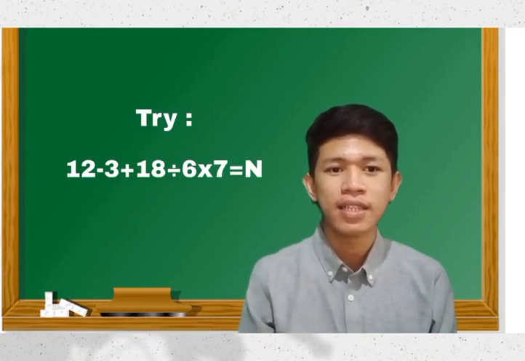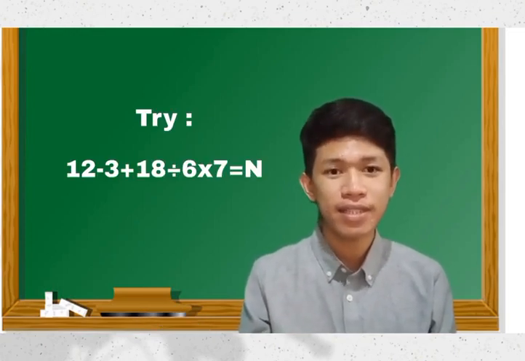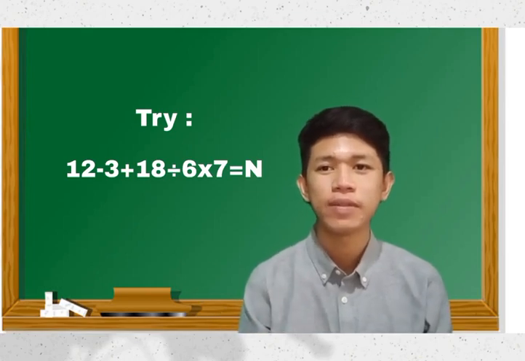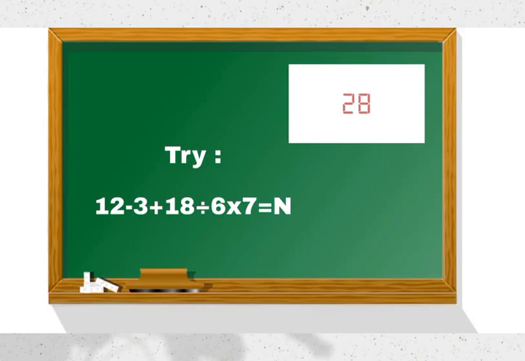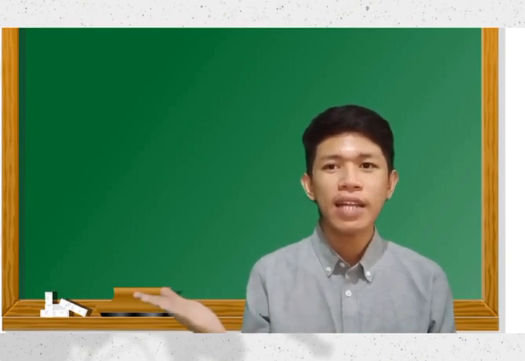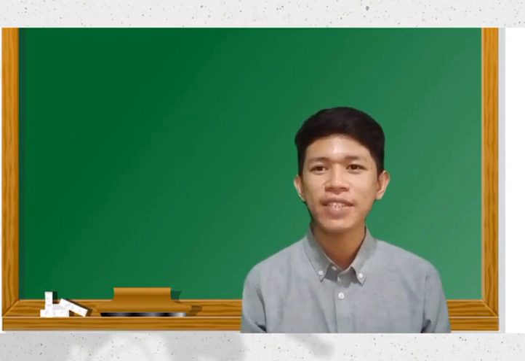Okay, very good. Now for you, try solving this. 12 minus 3 plus 18 divided by 6 times 7 is equals to n. I will give you only 30 seconds to answer it. Your timer starts now. Time's up, everyone. If your answer is 30, very good. You have the correct answers.